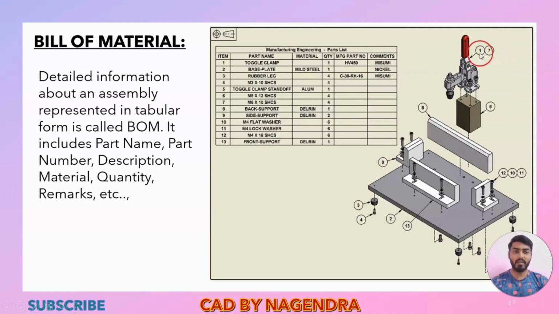So here also we are having balloons, this we call balloons. So this is the first part, again this is the second part, this is the third part, this is the fourth part. Like that we will get entire detailed information about this assembly design in the bill of material.